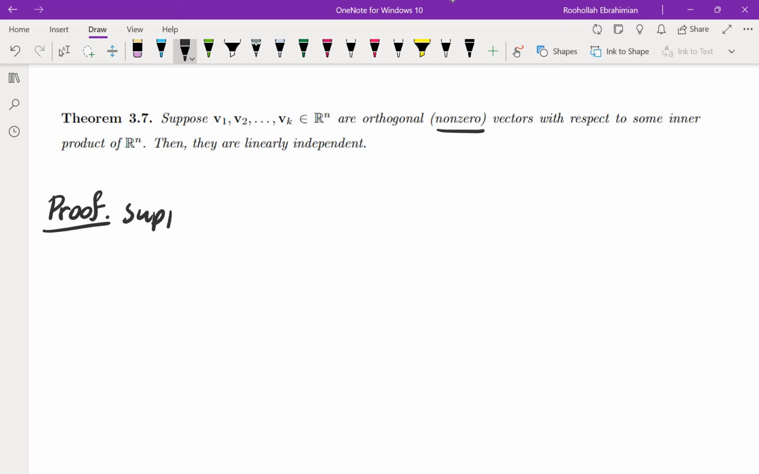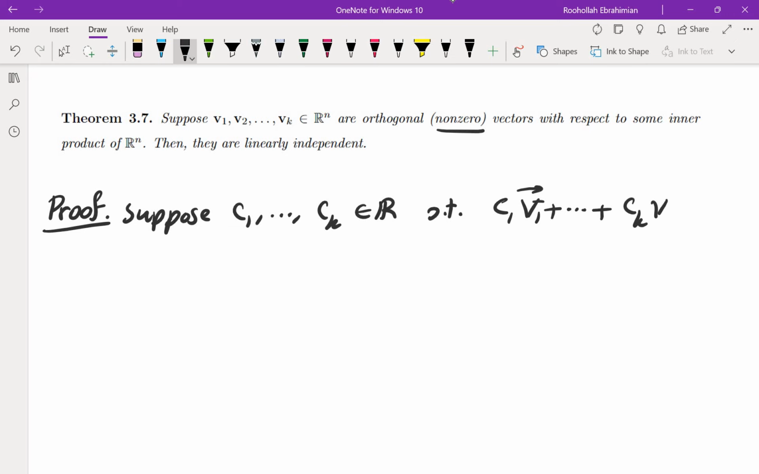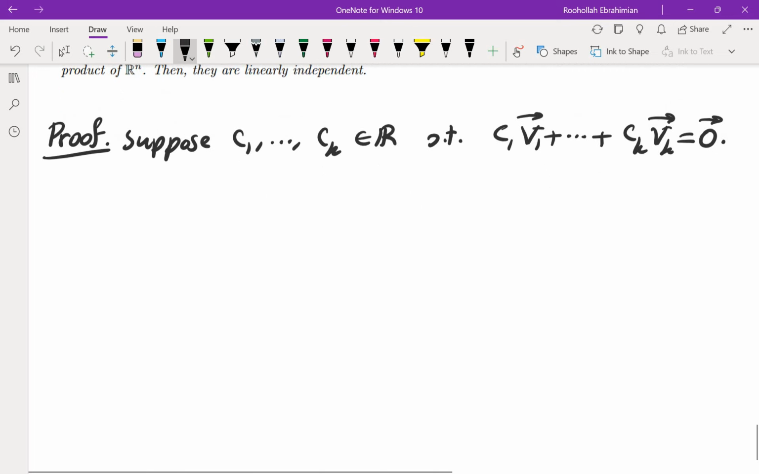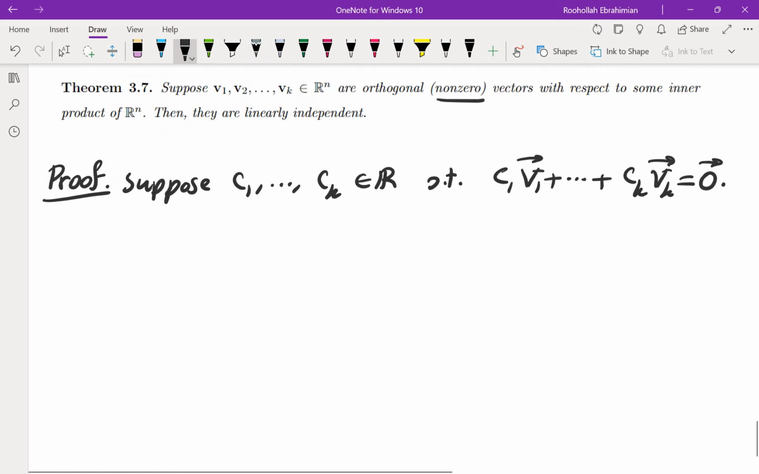So suppose c1 through ck are scalars such that c1v1 plus ... plus ckvk is in fact 0. So we will show that all these coefficients are 0. So how do we do that? We will just find the inner product of this with one of the vectors, and then we use the fact that they are orthogonal.